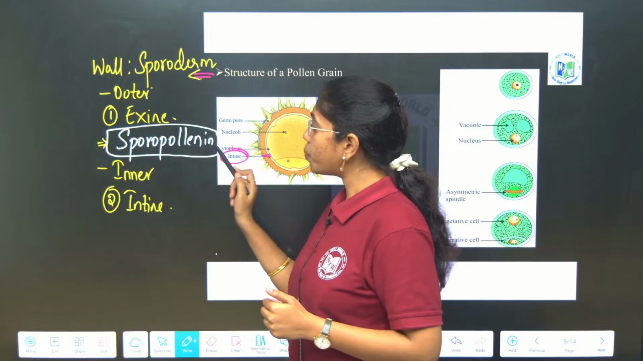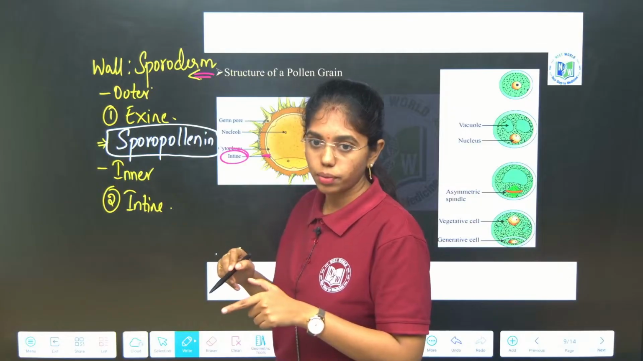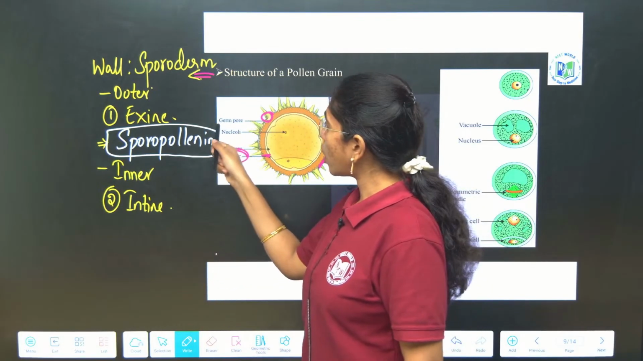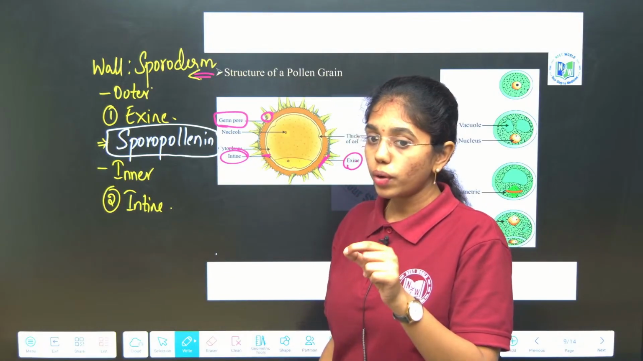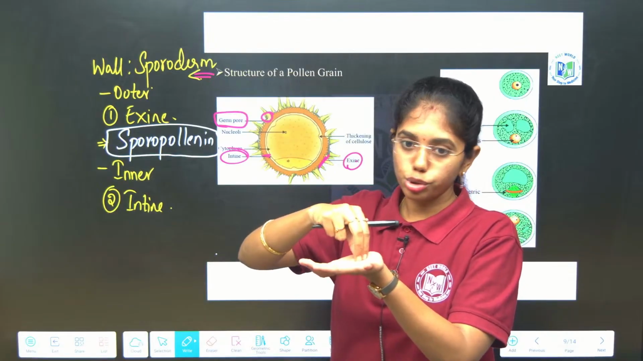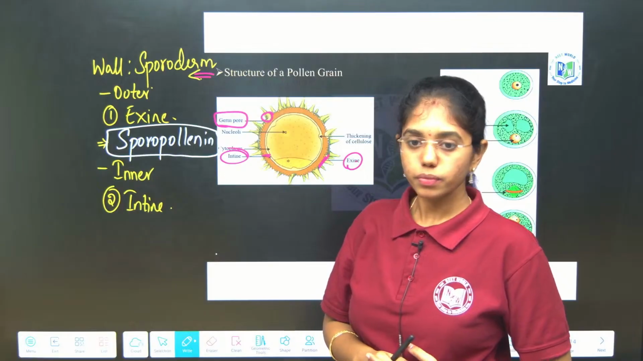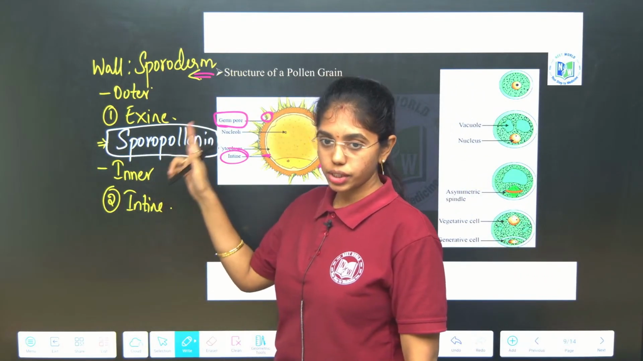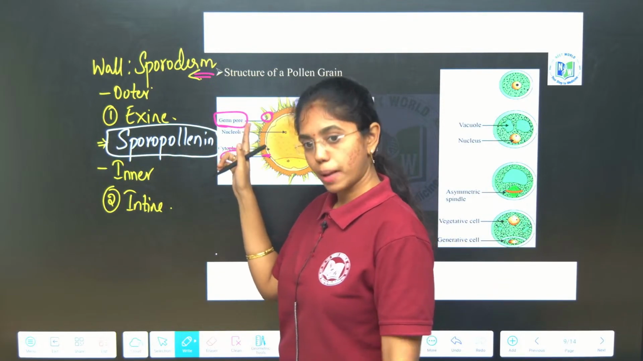Okay. This sporopollenin in the exine wall layer is not completely present on the exine wall layer. At some regions it is absent. Those regions are called apertures or germ pore regions. From this germ pore only, whenever a pollen grain lands onto a suitable stigma, the pollen tube will grow. So, here it is clear, right? Sporopollenin, which is present in the exine wall layer, is absent in the germ pore region.